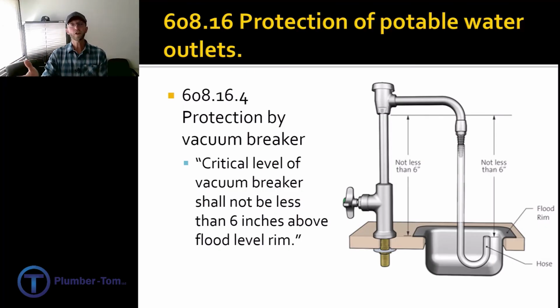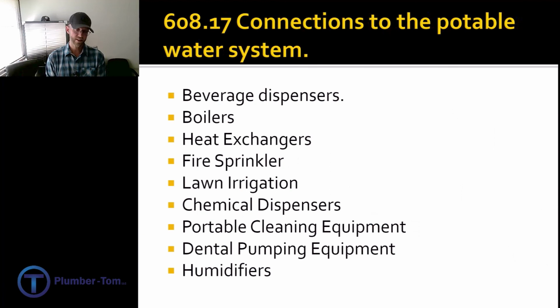Once again, I would refer you to your book. Have a look at 608.17. This is what gives us a list of places where we'd have to provide backflow protection. I'm not going to go through every scenario, but let me just list them out here as they come from the book. Beverage dispensers, boilers, heat exchangers, fire sprinklers, lawn irrigation, chemical dispensers, portable cleaning equipment, dental pumping equipment, and humidifiers. This is a list of some of the places that you would definitely need to install backflow prevention. There are likely others.